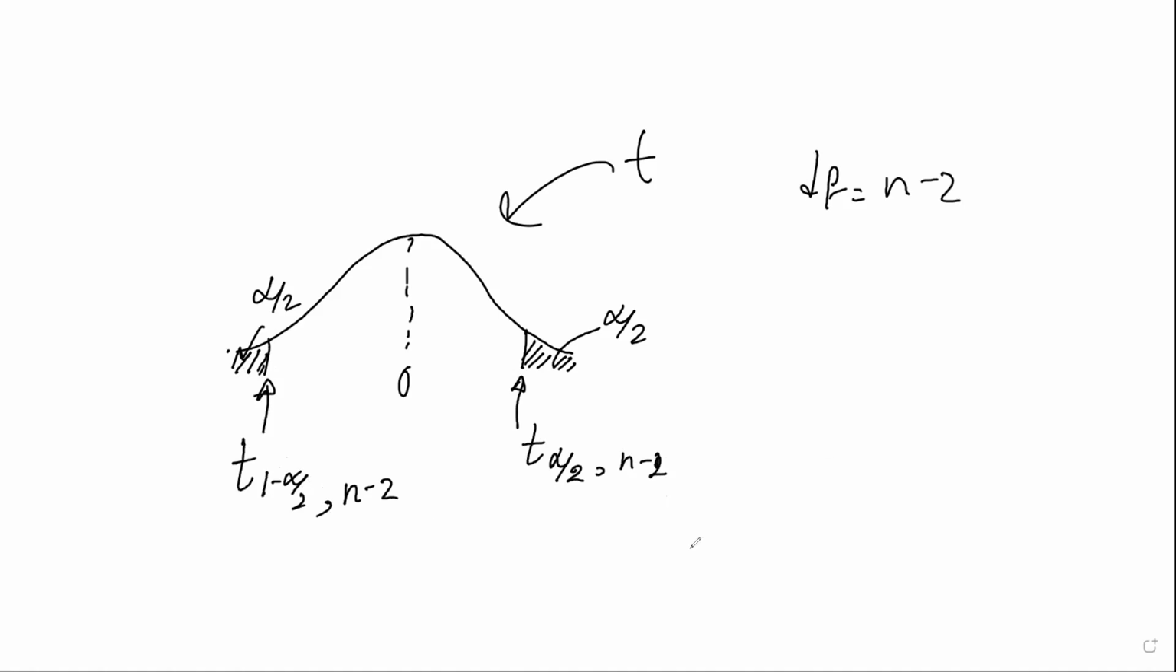Why 1 minus? We always read from this side. This is alpha over 2. The total area under the curve is 1, so if it is 1 minus alpha over 2, you are getting this quantile. You read from this side. Because this is symmetric, you can say this quantity is equal to the negative value of this. It's something like this, if you take the number line.